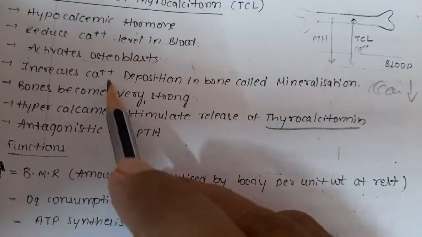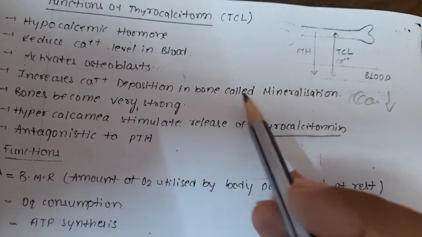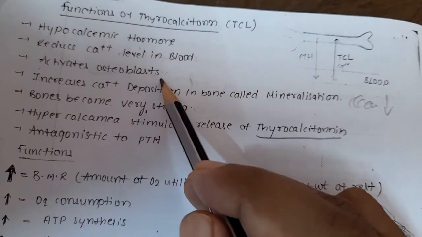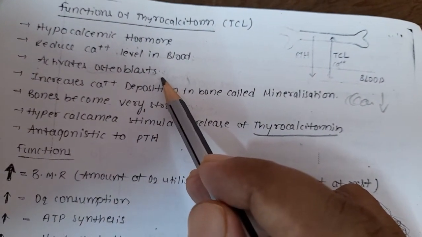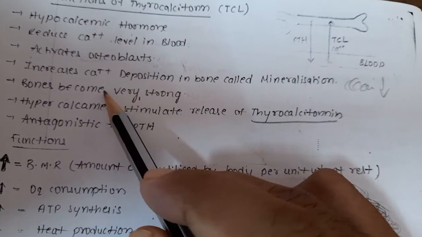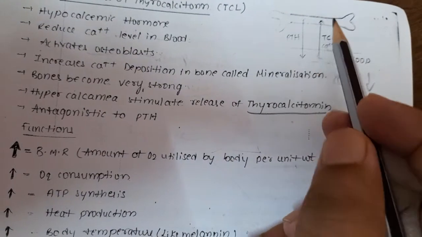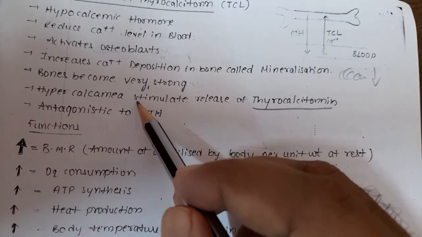Next, it increases the calcium deposition in the bone. That means these cells cause mineralization of the bone. In first year you learned the differences between osteoblast and osteoclast. Bones become very strong because of this, because it is depositing calcium in the bone.